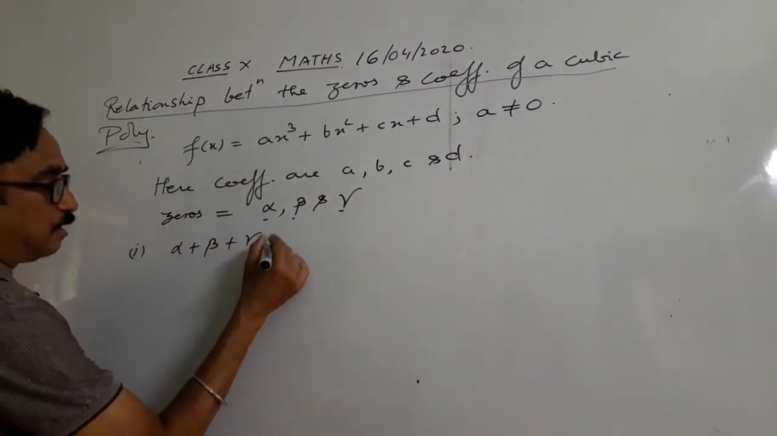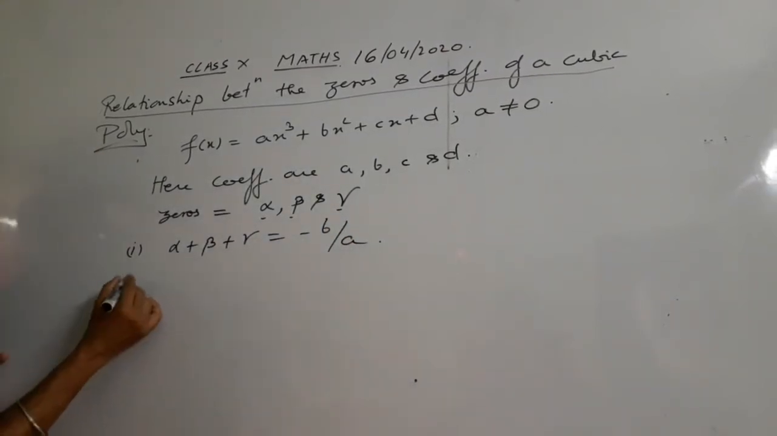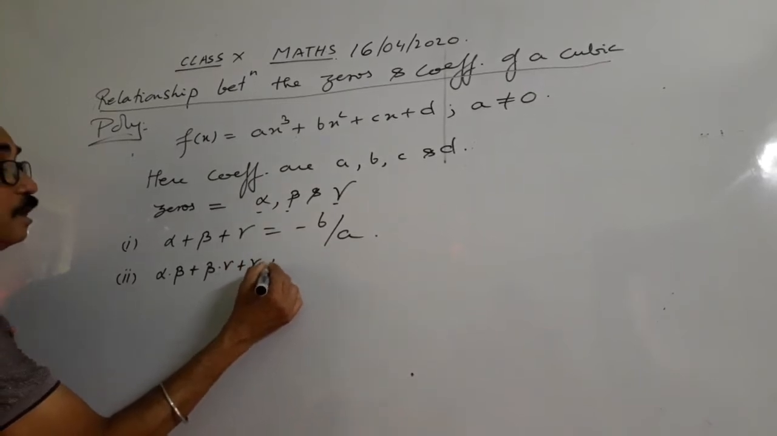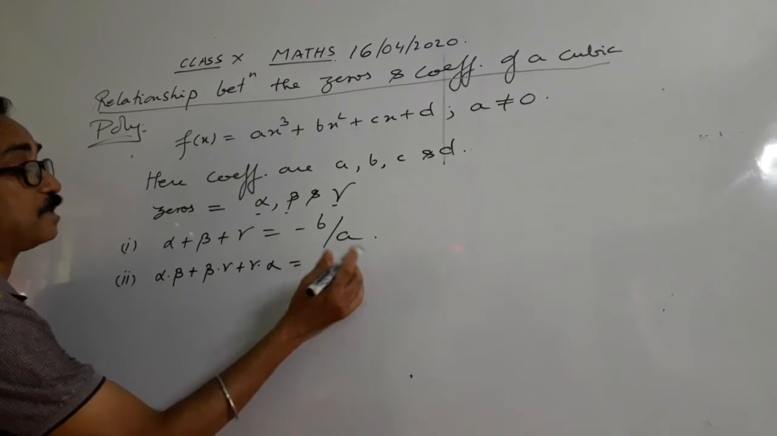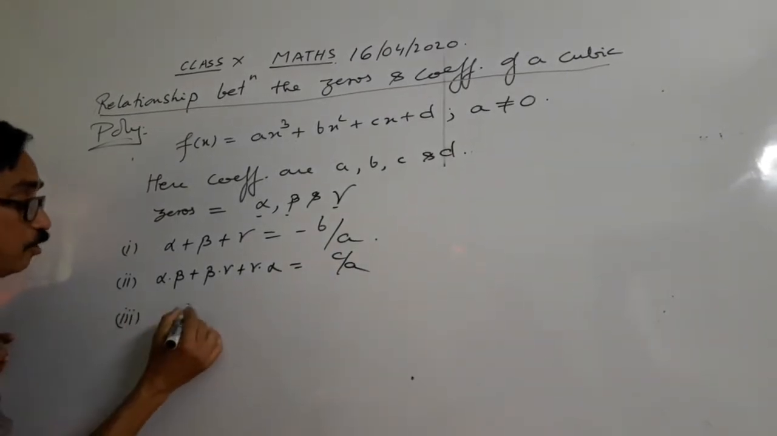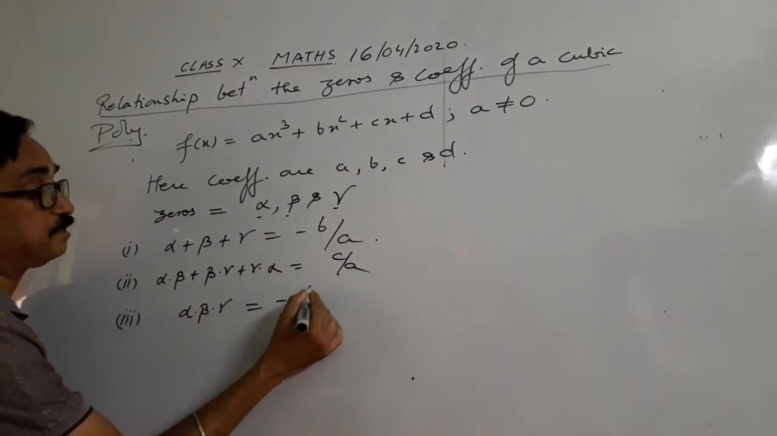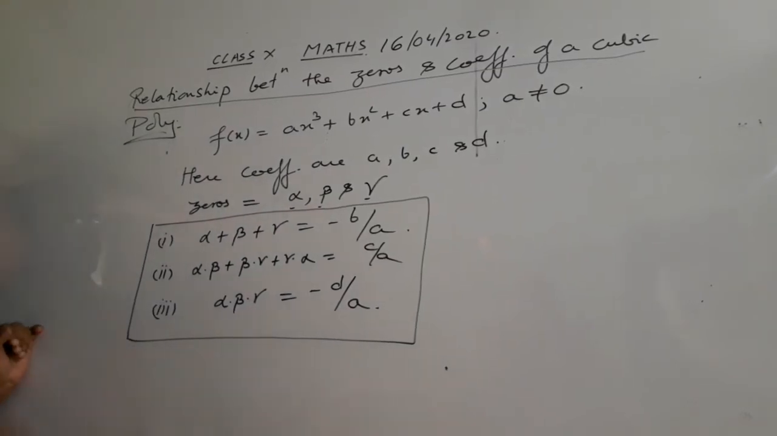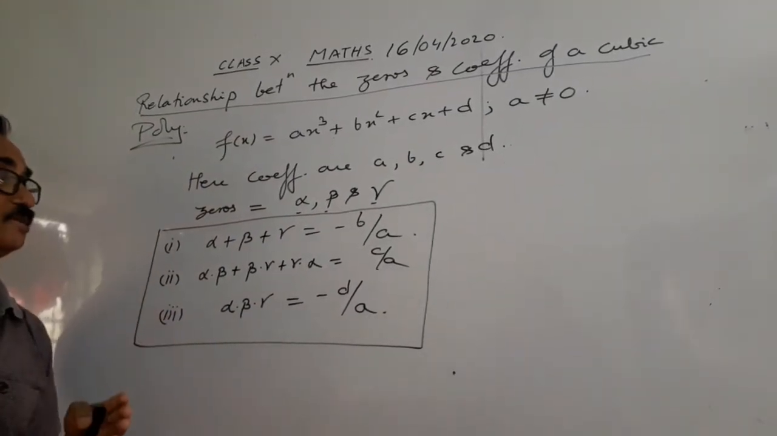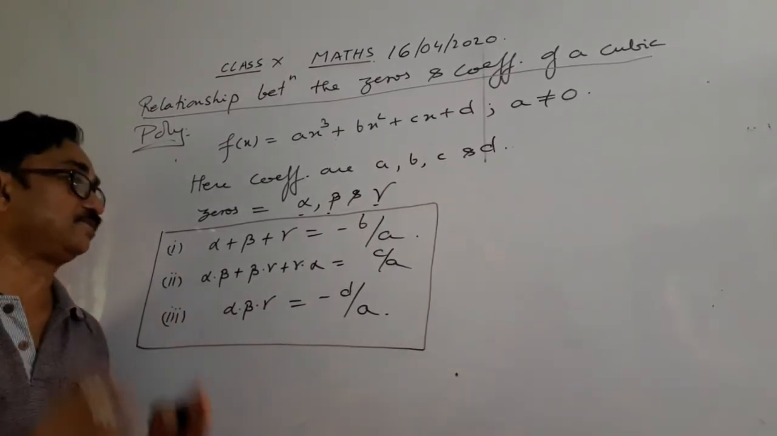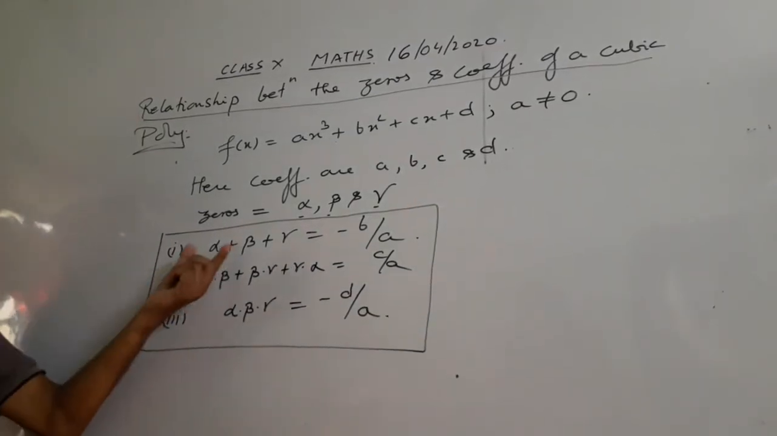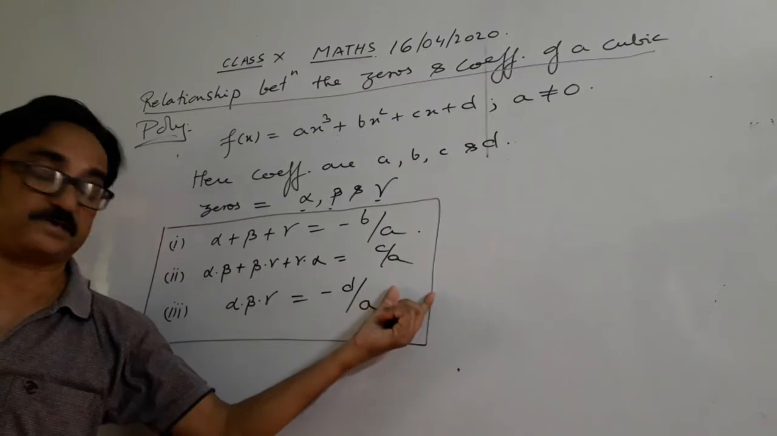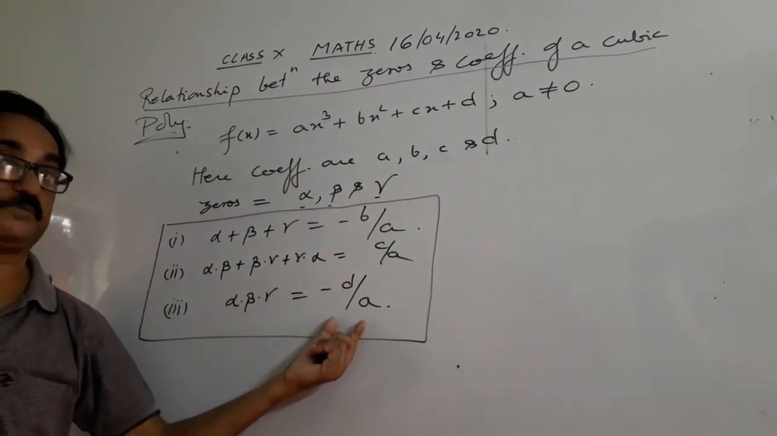Alpha plus beta plus gamma will be equal to minus b by a. Taking the product two at a time and their sum, alpha into beta, beta into gamma, gamma into alpha will be equal to c by a. And at last, taking all three together, alpha into beta into gamma is minus d upon a. As we verified the relationship between the zeros and the coefficients of a quadratic polynomial with two relations, now for a cubic polynomial we have to verify the three relations between its zeros and the coefficients. That is, alpha plus beta plus gamma equals minus b by a, alpha into beta plus beta into gamma plus gamma into alpha equals c by a, and alpha into beta into gamma equals minus d by a.